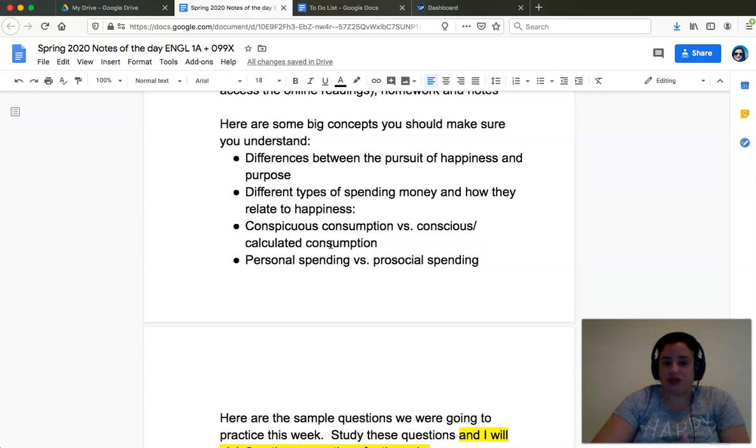So the differences between the pursuit of happiness and purpose, the different types of spending and how they relate to happiness. So the concept of conspicuous consumption versus calculated consumption, and how personal spending and pro-social spending are different, and how all of these relate to happiness. I would make sure you understand all of these key terms.